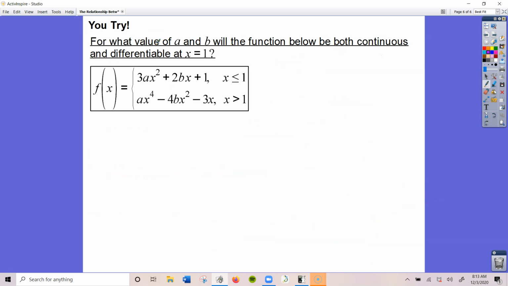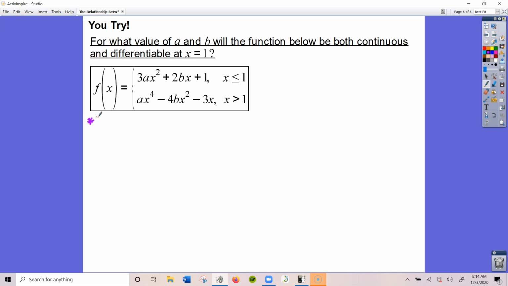For what values of a and b will the function be both continuous and differentiable at x equals 1? So here we have f of x is equal to 3ax squared plus 2bx plus 1 for when x is less than or equal to 1, and then we have ax to the fourth minus 4bx squared minus 3x for when x is greater than 1. So let's start with continuity.